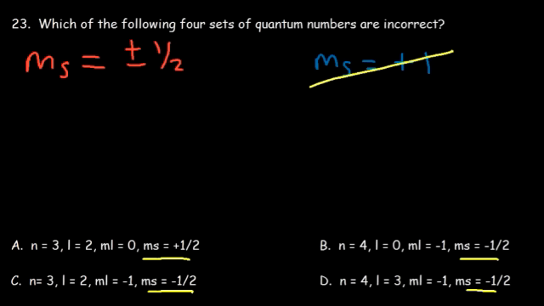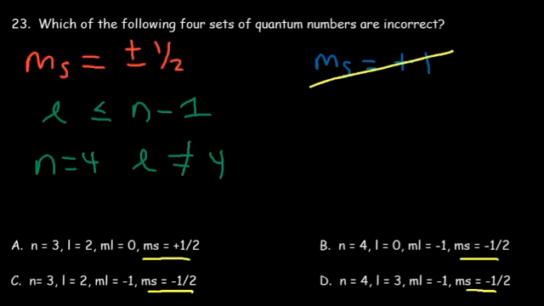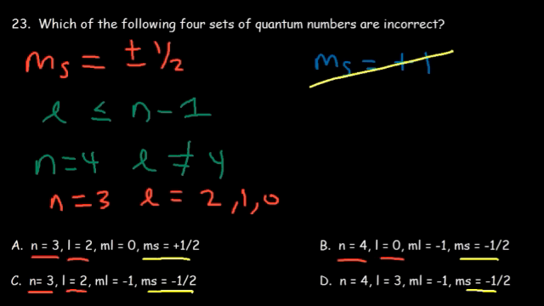The second thing you can do is compare n and L. Now L has to be less than or equal to n minus 1. So what this means is that if n is 4, L cannot equal 4 or anything more than 4. If n is 3, L can equal 2 or anything less than 2. It could be 2, 1, or 0, but it can't equal 3 or 4. So looking at A, n is 3, L is 2. L has to be at least 1 less than n, so A is okay. Same is true for C. For B, n is 4, L is 0. And for D, n is 4, L is 3. As long as n is greater than L by at least 1, it's okay.